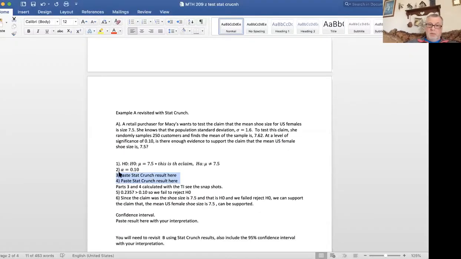So the review, we would paste that output here, and our conclusion would be the same. Let's take a look at how we can do confidence intervals. So now we're going to go back to StatCrunch.